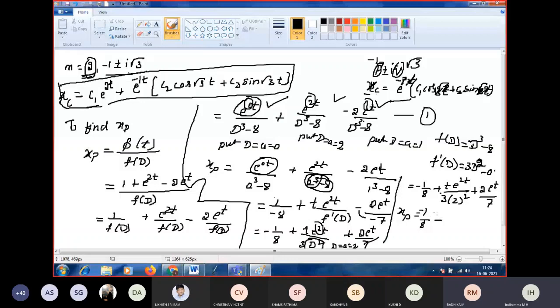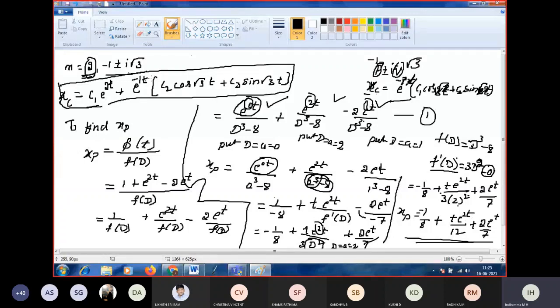What is f dash of d? No, f of d, this becomes 0 now. Correct? So t e power 2t by 2 square is 4, 4 3s are 12, plus 2 e power t by 7. This is our xp. So x in terms of t. See, the answer should be in terms of t.